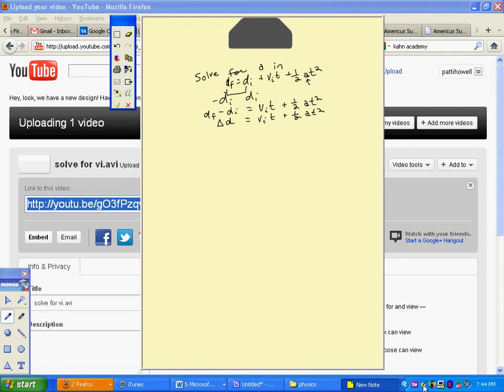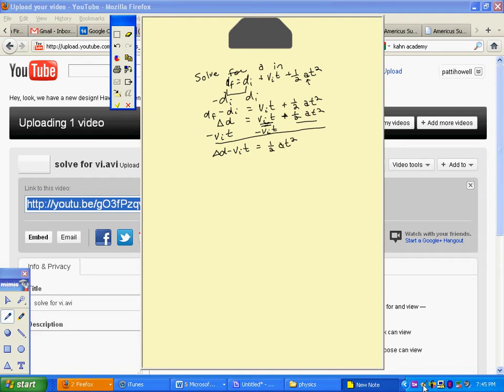The next thing that I'd like to do is bring this term to the other side. Since this term is added to this, I'm going to have to subtract from both sides. So subtract initial velocity times time from both sides. I get my change in distance minus my initial velocity times time equals 1/2 at squared.